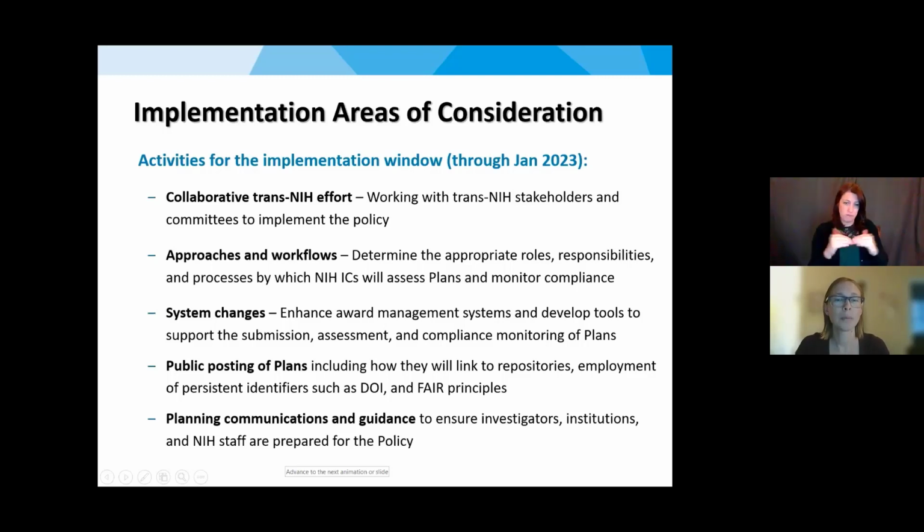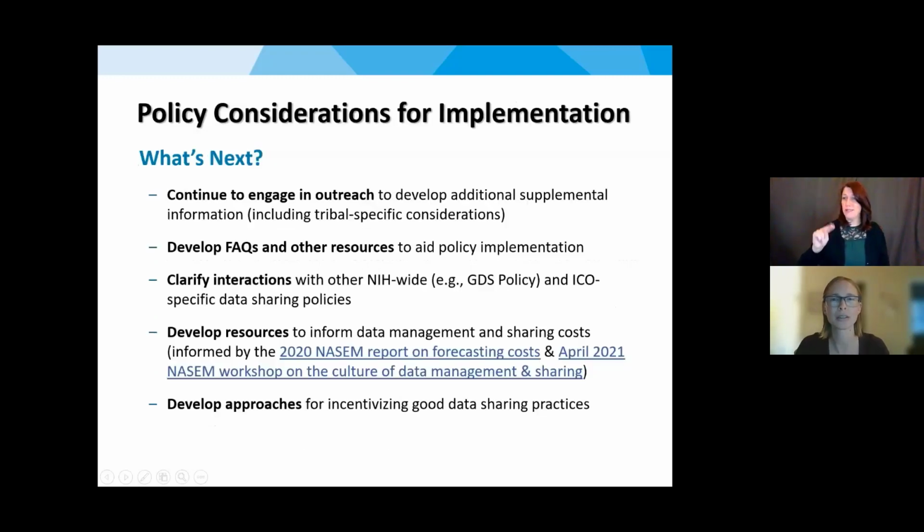We are also developing resources for the community and NIH staff, so investigators and institutions will be prepared to comply with the policy, and staff will be well prepared to provide oversight and guidance for the community. And with that, I will turn it back to Taunton to talk more about some policy considerations during implementation.